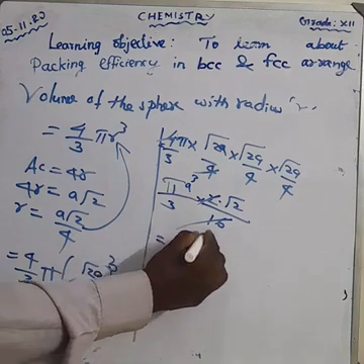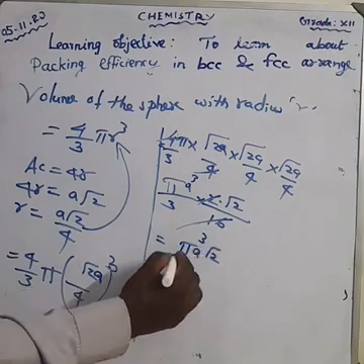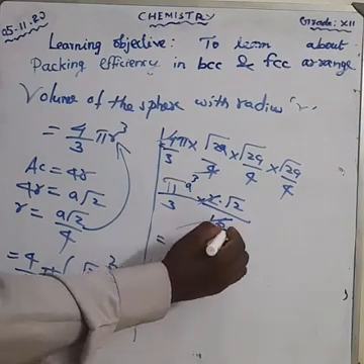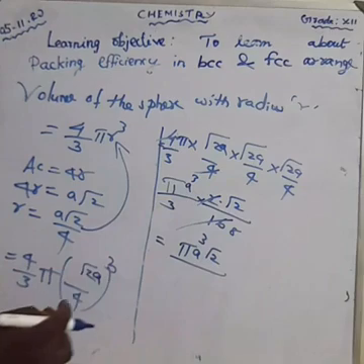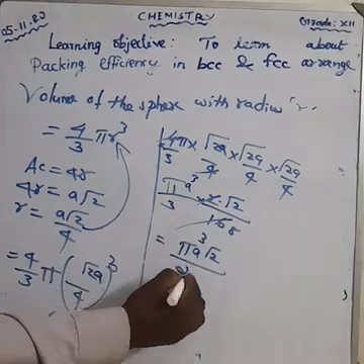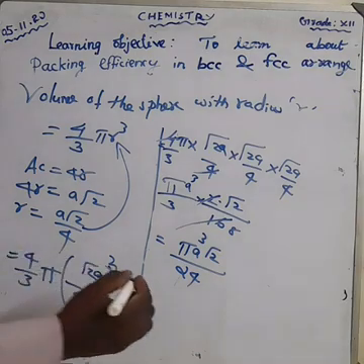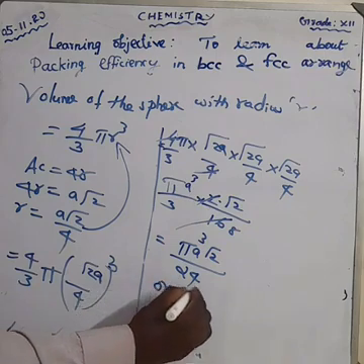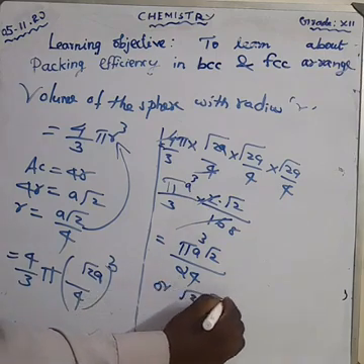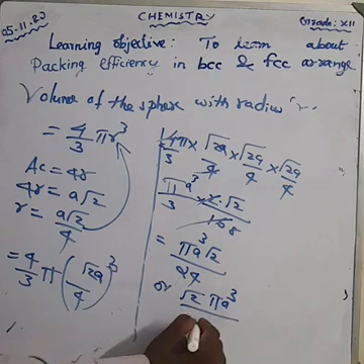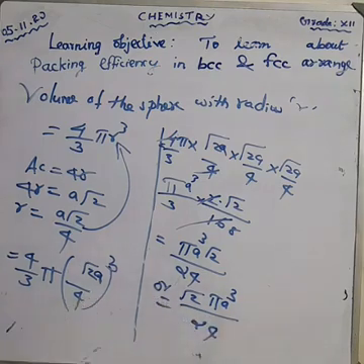pi a cube root 2 divided by 8, 3 is 24. This is the answer: pi a cube root 2, otherwise root 2 into pi a cube divided by 24. This is the answer, okay.